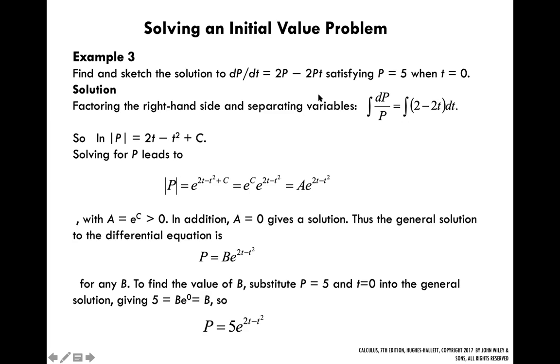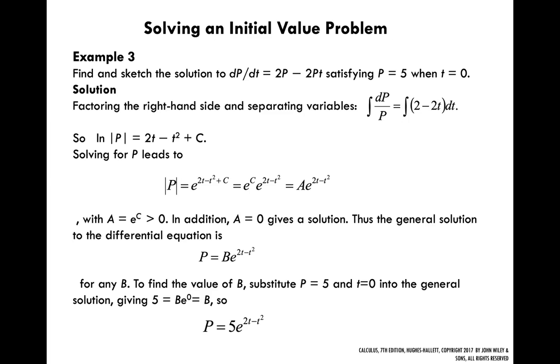When you are, however, setting up the separation of variables, the dP over P is going to be the ln of P again. And that's kind of a nice equation to have by itself. So in this case, when we integrate, we're going to get the ln of P is equal to 2t minus t squared plus the constant of integration. Now we solve for P, and we say that the absolute value of P is e raised to, well, everything that's on the right-hand side. So 2t minus t squared plus c.